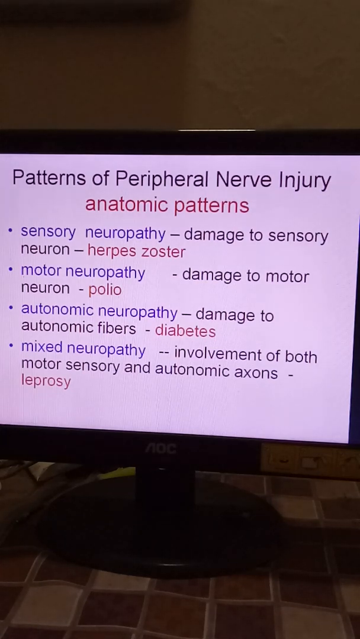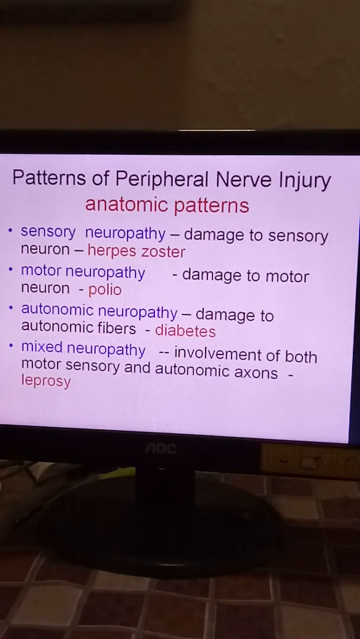Another way of describing the peripheral nerve injury is according to anatomical involvement. Which part of the system, which kind of neurons are affected? Sensory neuropathy, the damage is restricted to the sensory neurons. Motor neuropathy, the damage to motor neurons. Autonomic neuropathy, damage to autonomic fibers. And mixed neuropathy, there is involvement of all the three types of axons.